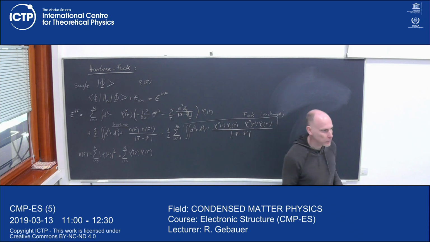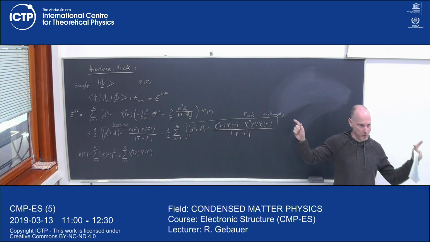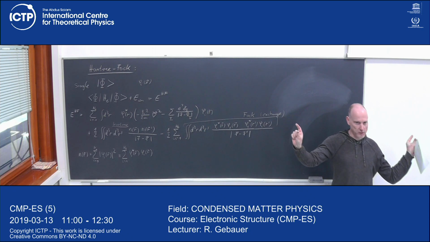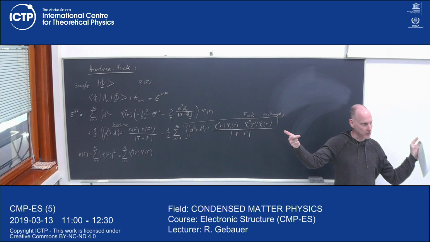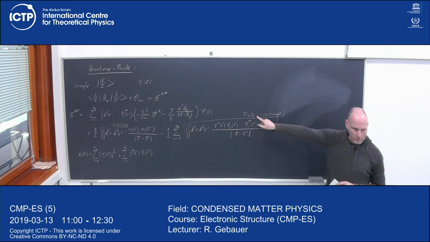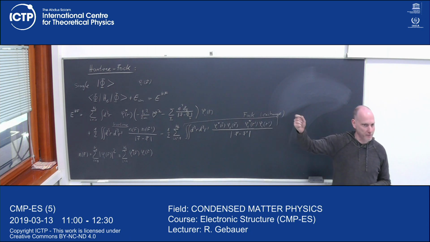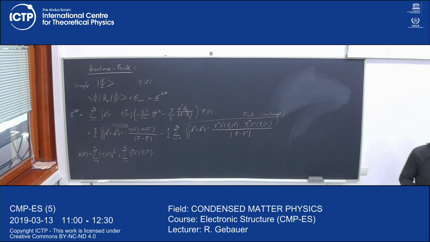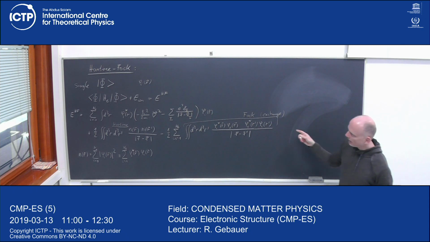It's called the exchange term because, if you remember, you had the two determinants, and this term arises when in one of the two permutations you have the pair I and J exchanged. So this is the exchange term, or the Fock term, or some people call it the Fock exchange term, whatever. And let's have a little bit of a closer look.